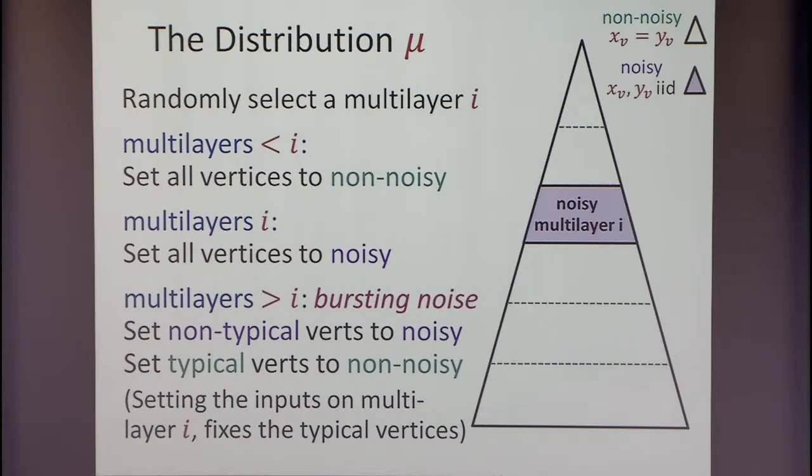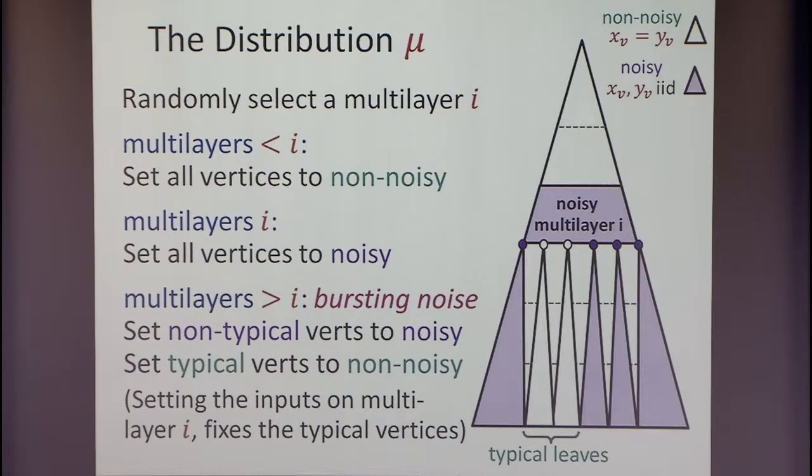For layers after multilayer I, we'll have what we call bursting noise. It looks like that. Okay, so before, what we had yesterday is everything in here was white, it was non-noisy. Now some of the vertices will be noisy and some of the vertices will be non-noisy. And actually the non-typical vertices will be noisy.